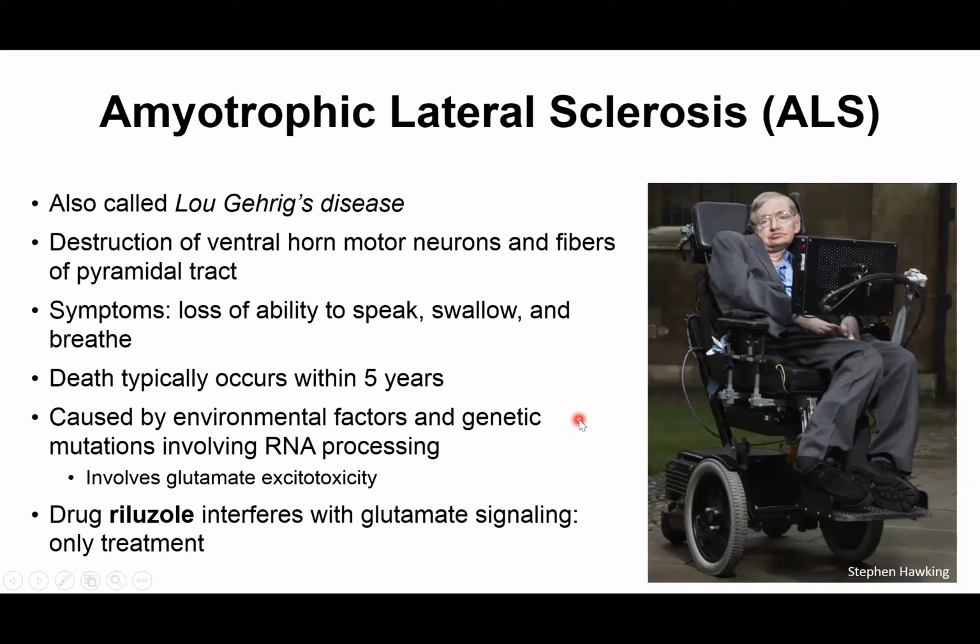The next disease we'll talk about is ALS, or amyotrophic lateral sclerosis. This is also called Lou Gehrig's disease, and this occurs when the ventral horns or the anterior horns and the fibers of the pyramidal tract are destroyed. And so some of the symptoms of this would be like loss of the ability to speak, swallow, and breathe. Death usually occurs within 5 years of the diagnosis and first onset of symptoms. And usually this disease we believe is caused by environmental factors and also genetic mutations.